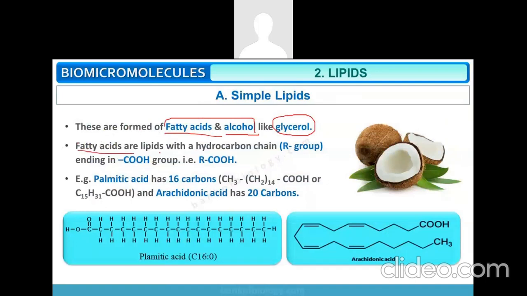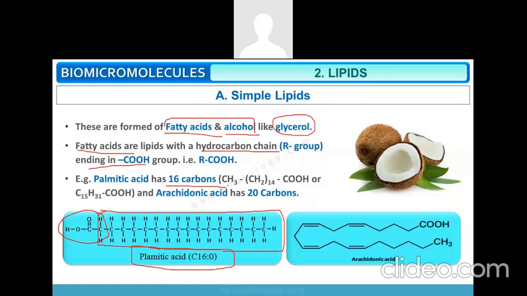Fatty acids are the lipids with a hydrocarbon chain. So they will have a hydrocarbon chain, that is CH, and finally they will end with COOH. For example, palmitic acid is a fatty acid. There are a total of 16 carbons, and they have a very big hydrocarbon chain, and in the end they have one COOH group, that is a carboxylic acid group.